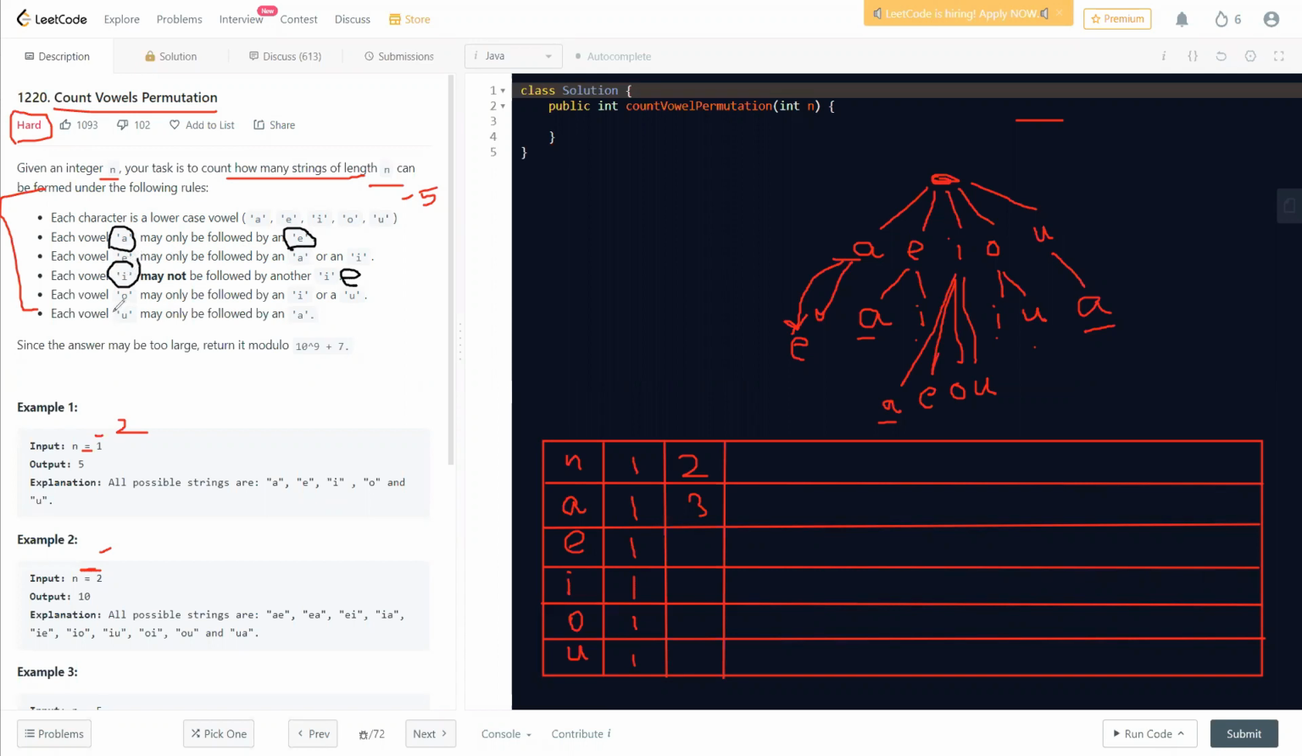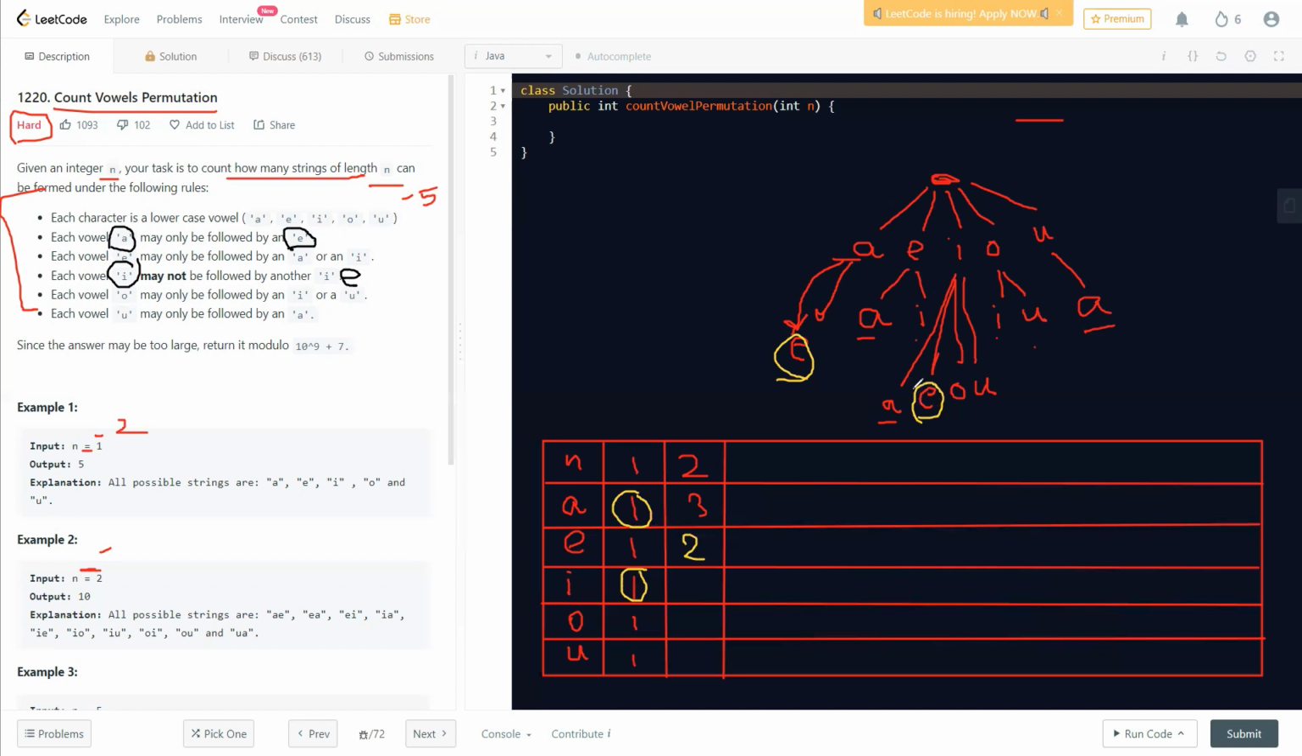Then after O, can it be an E? No. After a U, can it be an E? No. So what are the two values that can lead to an E? A and I. So when we are looking for an E, we need to check the previous values of A and I. A is 1 and I is 1, so the sum of these two is 2. So that's our current value of E. Look, what is the current value in our step 2? There are two values only that are ending with E.